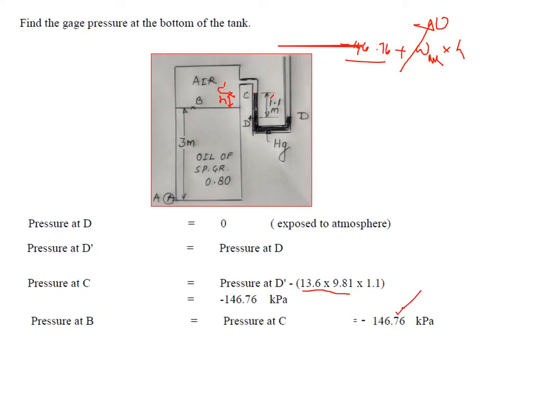Now you can find the pressure at A. The pressure at A is minus 146.76 plus, because as we move downwards pressure increases, the specific weight of oil, which is 0.8 into 9.81, and H is 3. Therefore the answer is minus 123.22 kilopascal, or kilonewton per meter square. So the gauge when you fit it at the bottom of the tank will read minus 123.22 kilopascal. That is what is known as the gauge pressure. Why gauge pressure? Because here we have taken it as 0, since atmospheric pressure is taken as 0 in gauge units.